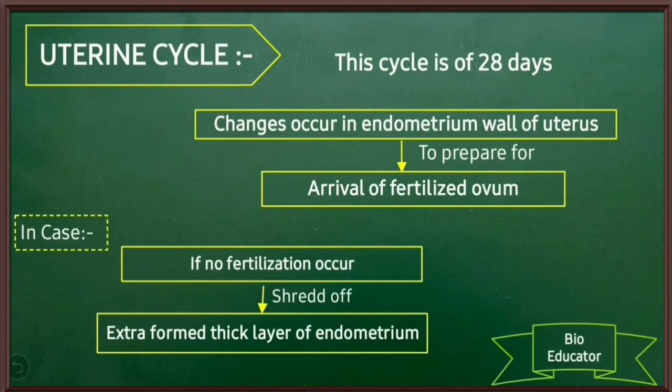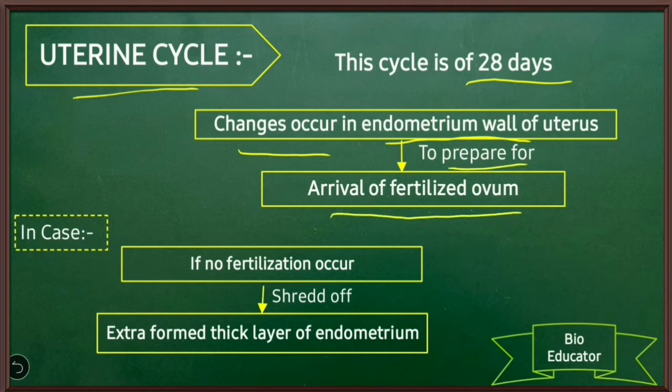Now about the uterine cycle. This cycle is of 28 days in the case of the human female. Here in the uterus, changes occur in its endometrium wall in order to prepare it for the arrival of the fertilized ovum. In case fertilization does not occur, then it sheds the extra thick layer of the endometrium wall.